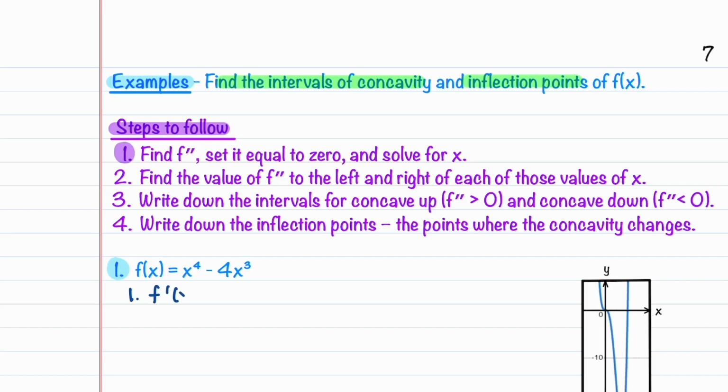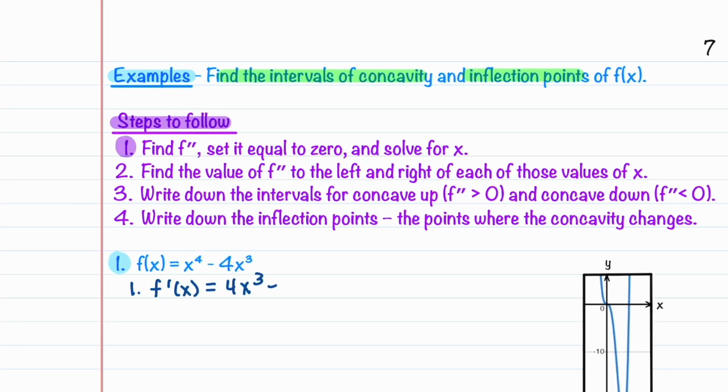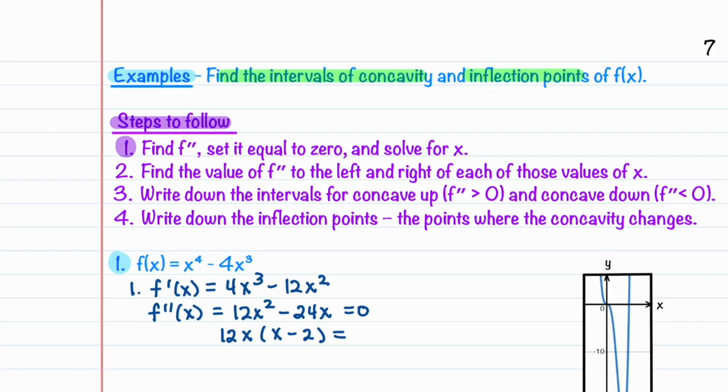f prime of x is 4x cubed minus 12x squared, and then f double prime of x is 12x squared minus 24x. We are going to set that equal to 0, and we're going to solve for x. Looks like we can pull out a 12x, so we're left with x minus 2. And this gives us that x is equal to 0 and x is equal to 2. Now let's look up at our second step.